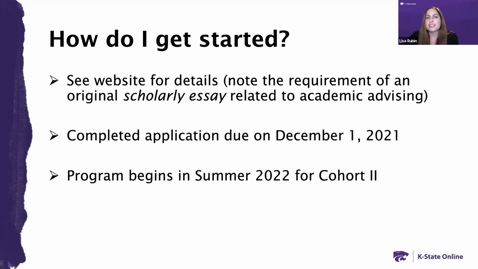original scholarly essay. So you may see other programs ask for a writing sample, and in this program, we want you to create something original for the application. It's not crazy long or anything, but 5 to 8 pages, something that you're excited about or interested in academic advising that you want to study, and kind of start delving into the literature a little bit and let us know what you're thinking about.